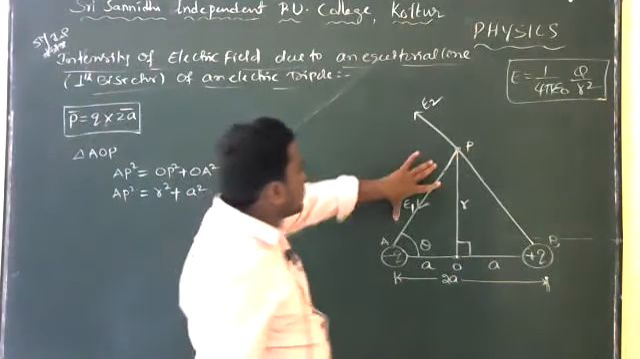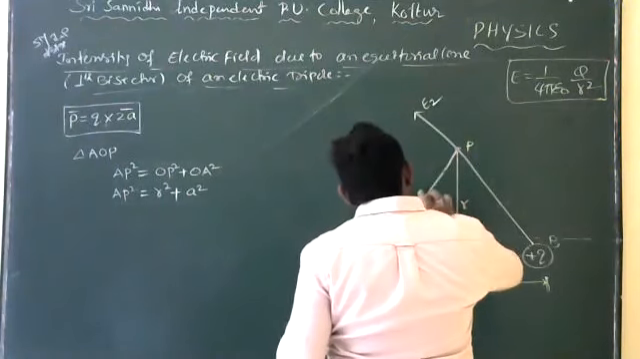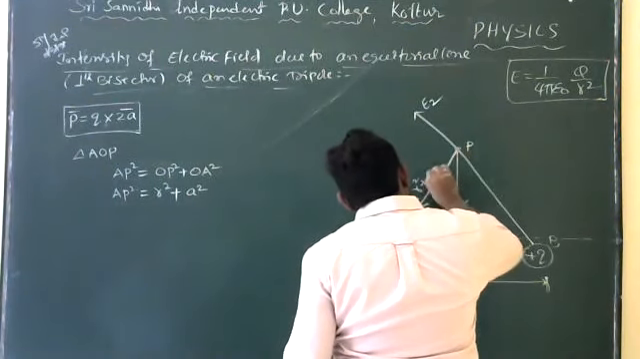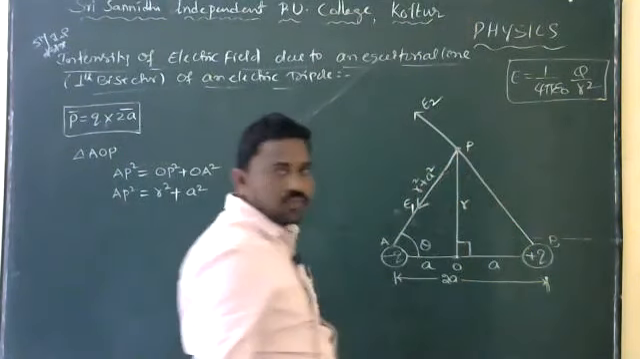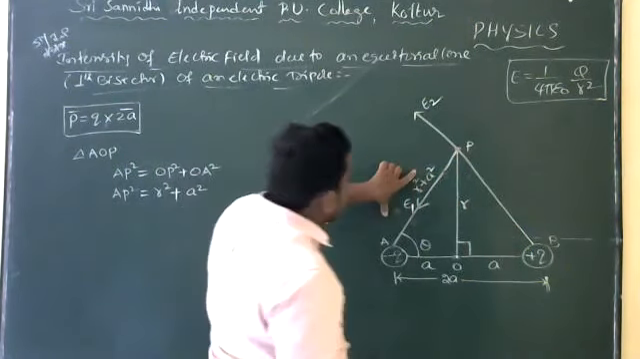So now what is the distance between A and P? AP is equal to the square root of R square plus A square. So this is the value of AP.